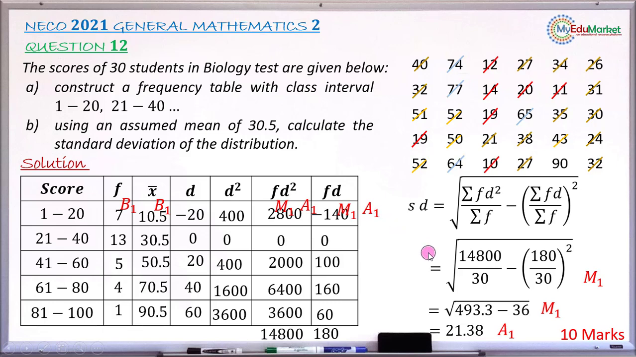Next mark is substituting in the formula for finding standard deviation. That is your summation FD square, your summation FD, and your summation F. If you do that correctly, you have this method 1 mark. And when you now simplify up to the point where you take the square root, you have this method 1 mark. And when you now have the standard deviation exactly as 21.38 correctly, you have this accuracy 1 mark. So if everything is done correct in this very question, you have 10 good marks.